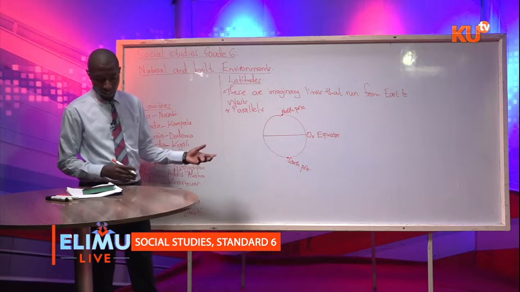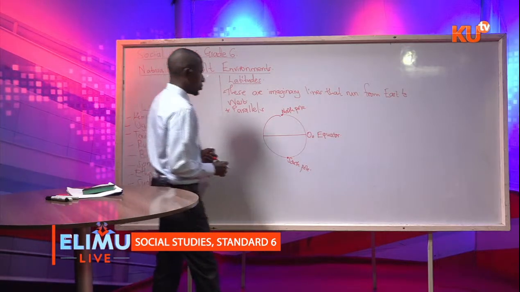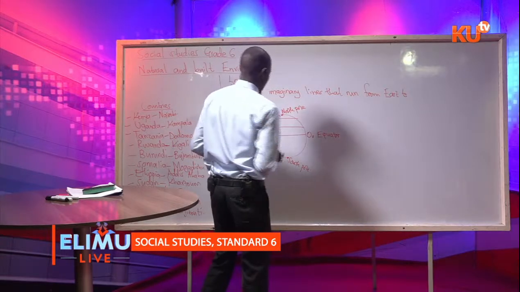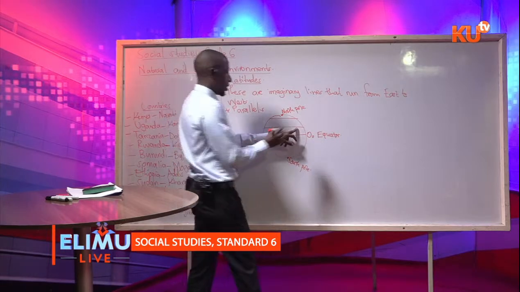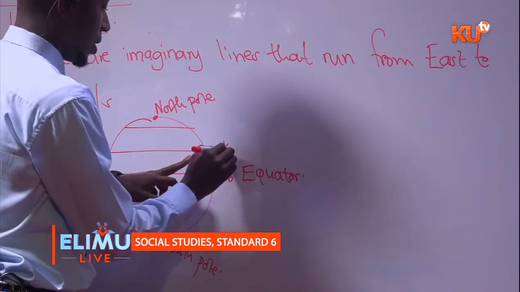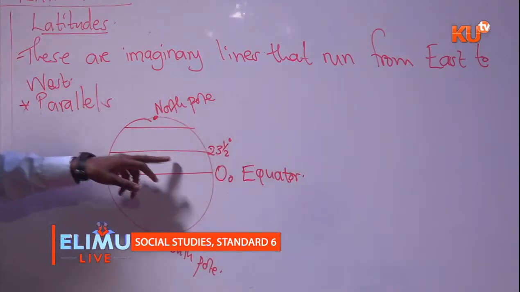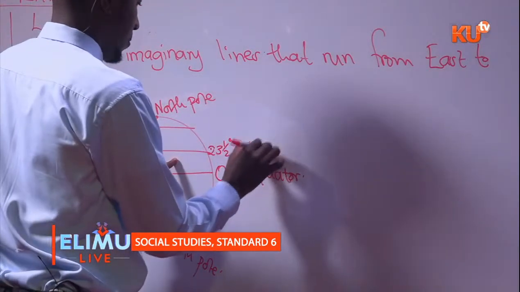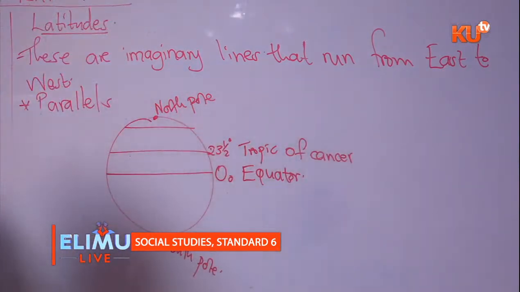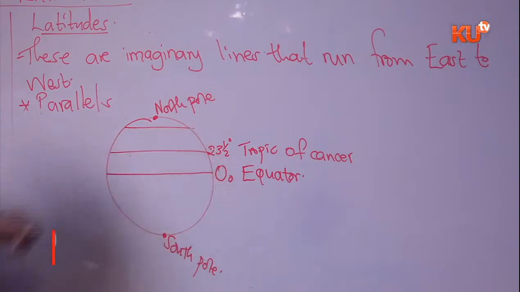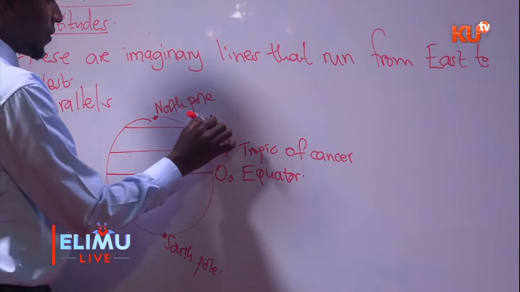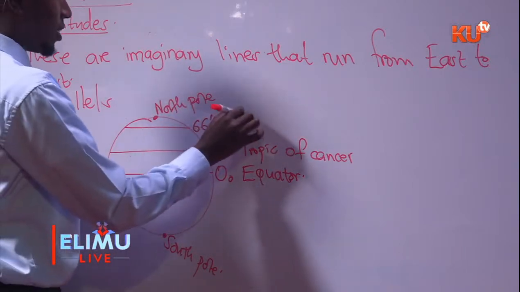Then we have other lines of latitude, the main ones, and I'm going to mention them to you. This one is a tropic. It's at 23 and a half degrees, and it is called the Tropic of Cancer. Then we have this other line. It's also a main line of latitude. It's at 66 and a half degrees, and it is called the Arctic Circle.